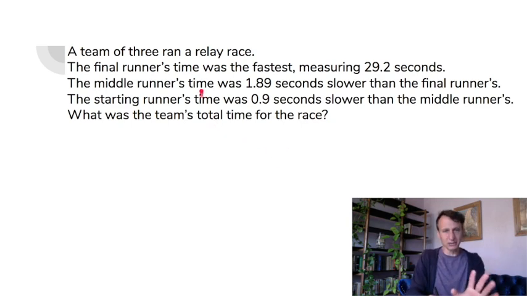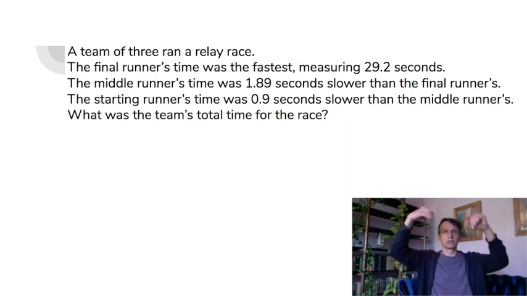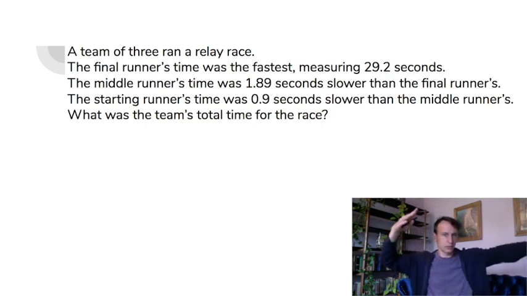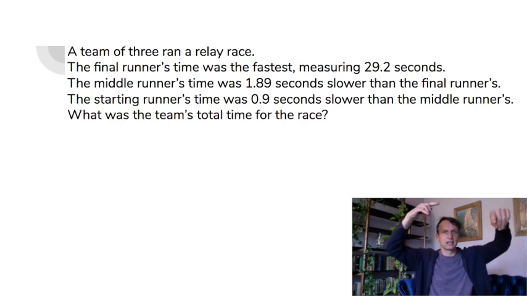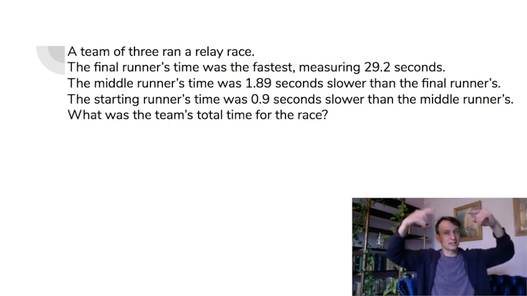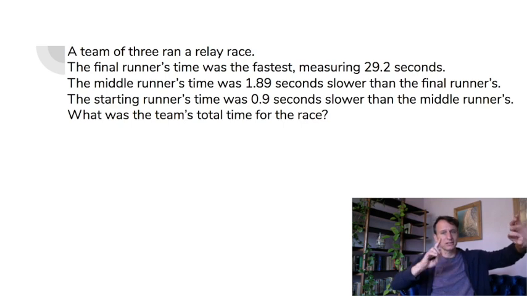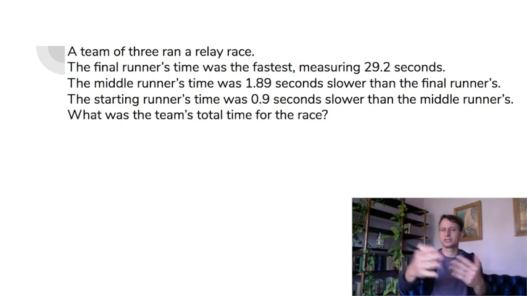Okay, so the final runner, for some reason working backwards here, because he happened to be the fastest, he ran 29 and 2/10 seconds. Okay. Middle runner was 1 and 89 hundredths seconds slower. Now when you think slower, picture mentally that clock is running 27, 28, 29.2, here comes that first fastest guy, and then it's still going. That clock is still going, and then the middle runner. So you see slower means more time. So if we subtracted there, we would be incorrect. See how that works?